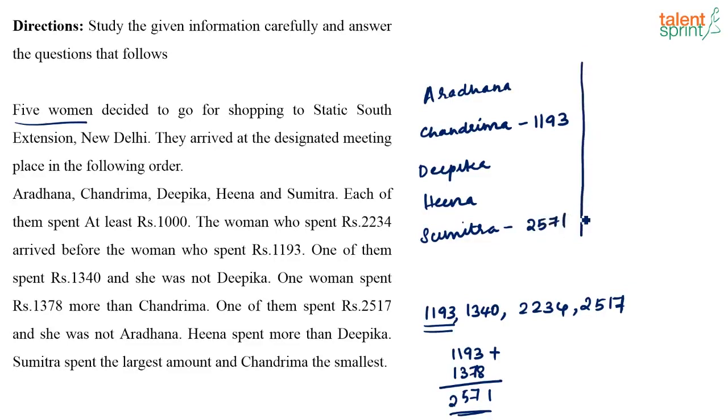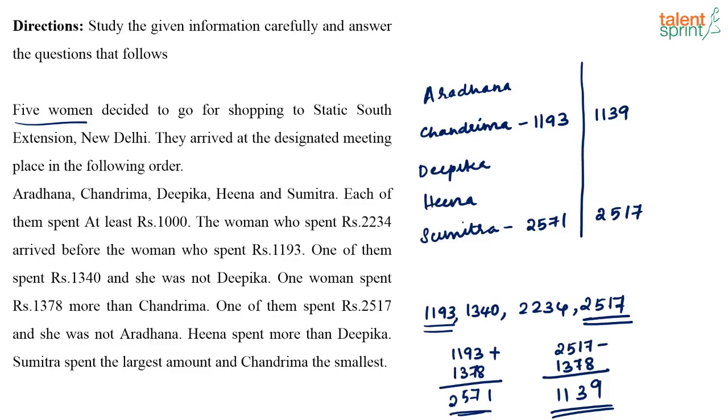In that case, the remaining 3 amounts, 1340, 2234 and 2517, you have to distribute among these 3 people. That is one possibility. The other possibility is, consider that this 2517 is the amount that is spent by Sumitra. So if 2517 is the amount spent by Sumitra, then what is the amount spent by Chandrima? 2517 minus 1378, right? So you have 1139. Again, the remaining values you have to distribute among these three people.